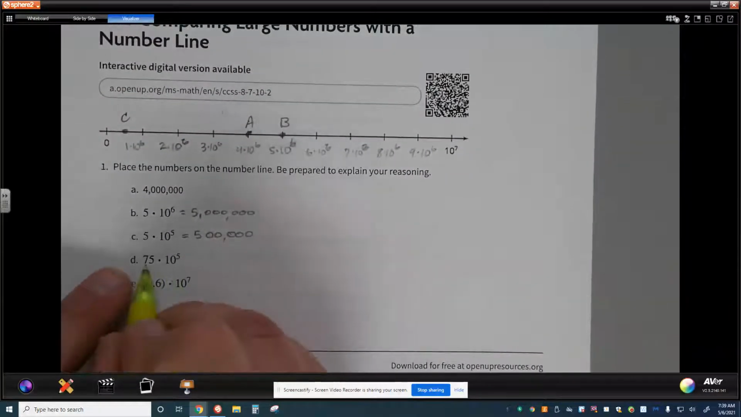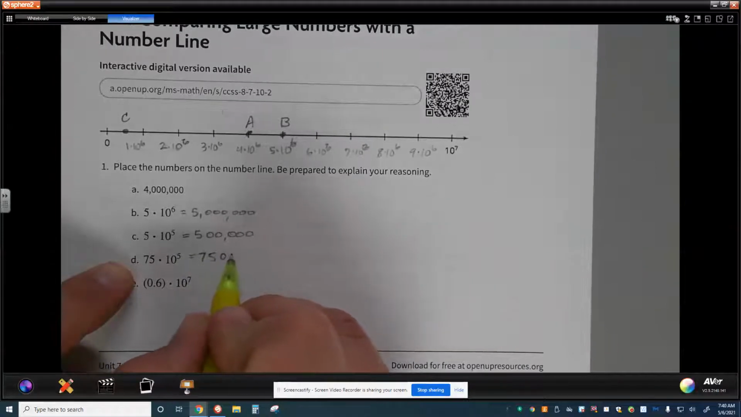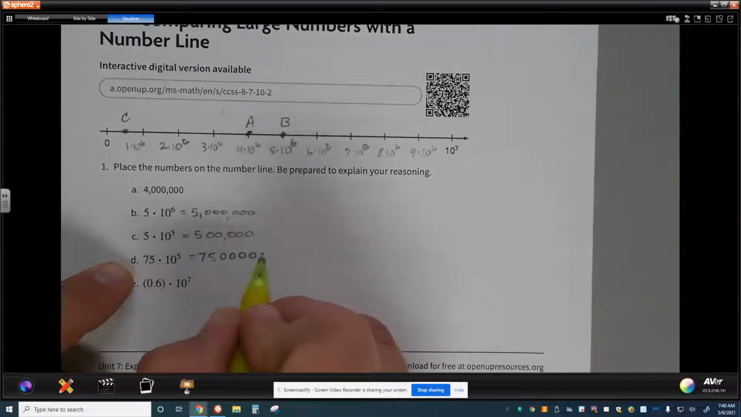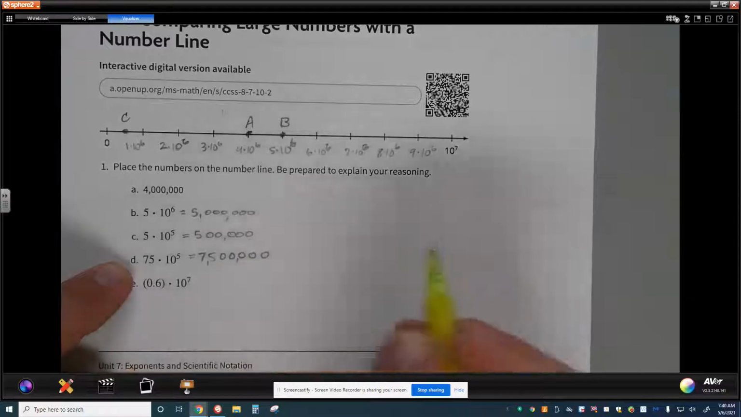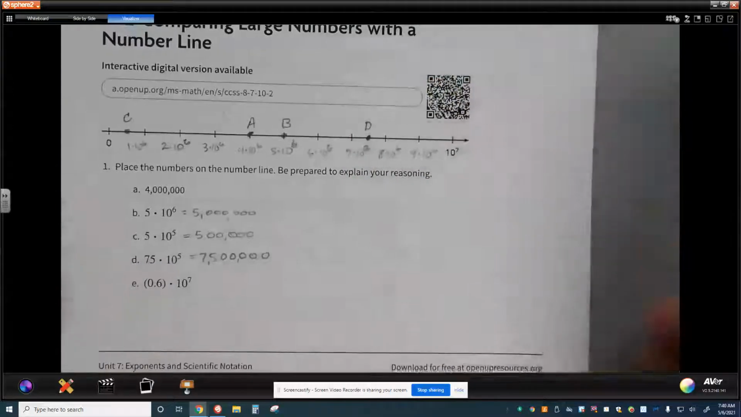Point D, 75 times 10 to the 5th. So let's write this as 75 times 10, 10, 10, 10, 10. And we see that that is 7.5 million. So we'll put value D right here.